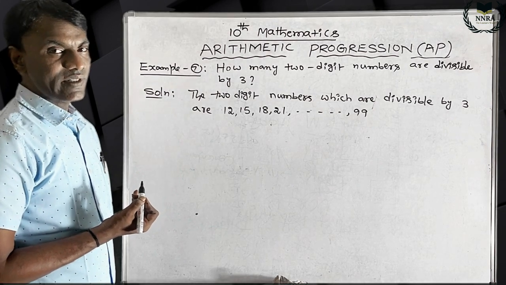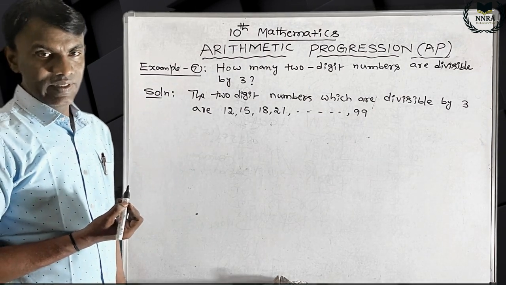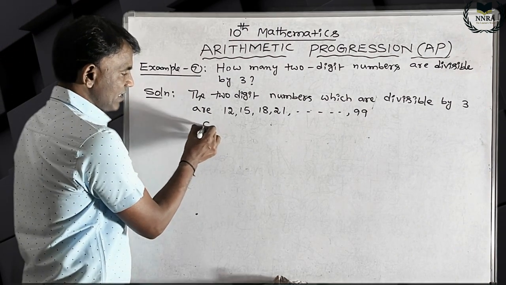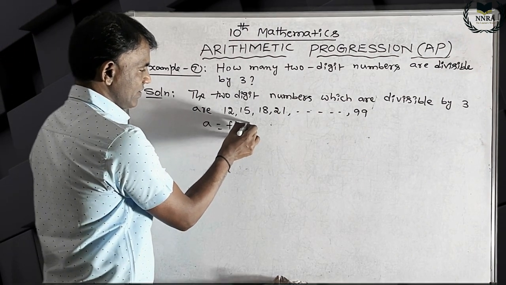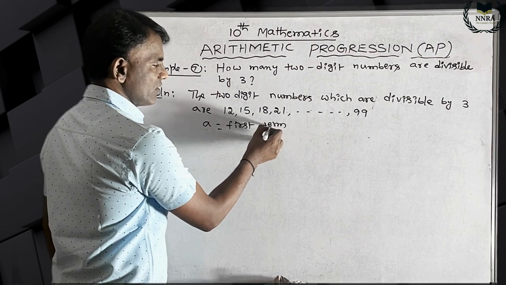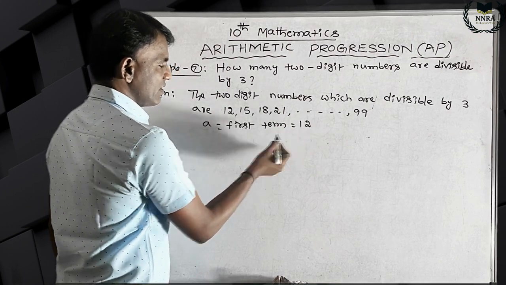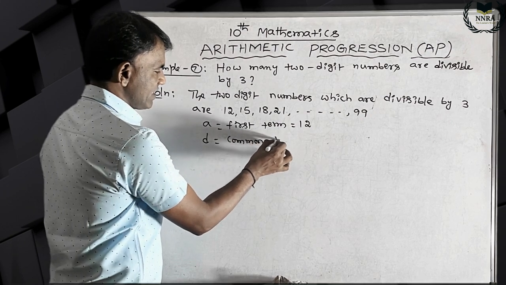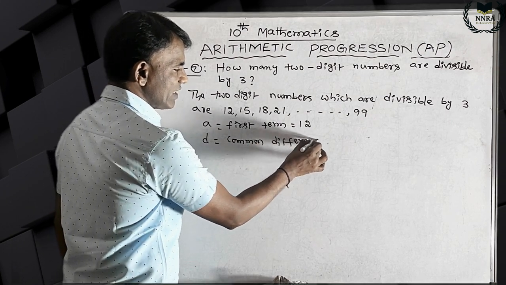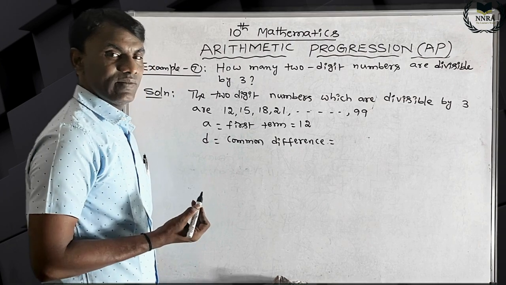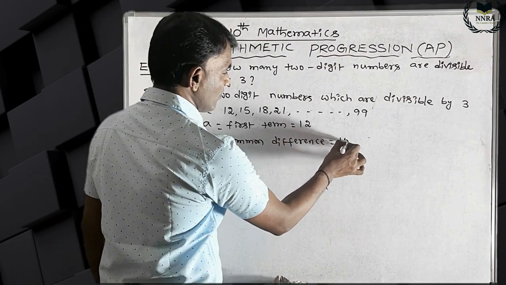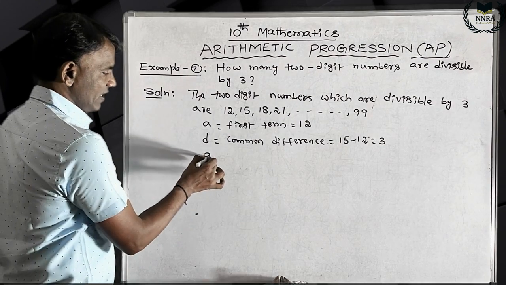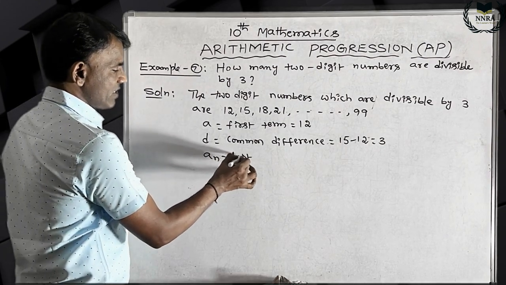For that we can use the an formula, the nth term formula. For that, first term and common difference both are required, right? So just write here a equal to first term. That is 12. Now coming to d, what is that? Common difference. So how to find common difference? Second term minus first term. Second term is 15 minus first term 12. The difference is 3.